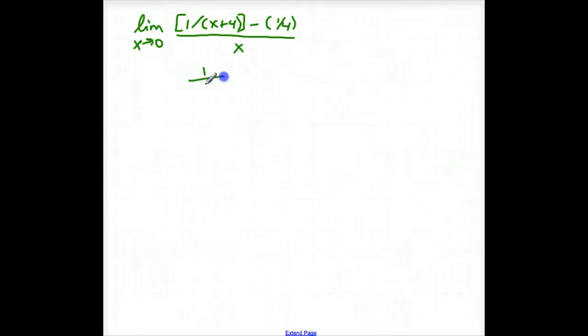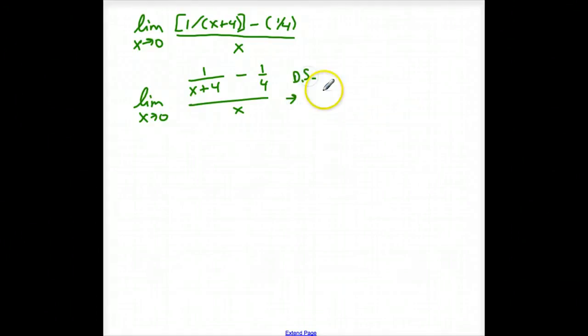This is really this fraction, and that is that fraction. So we've got a fraction minus a fraction all in a big fraction. And what we want is the limit of that. If you try direct substitution, you get 1/4 minus 1/4, which is 0 over 0. So direct substitution gives you 0 over 0. Indeterminate form, which means we need to do something. So we can't factor it, we can't really multiply by the conjugate.